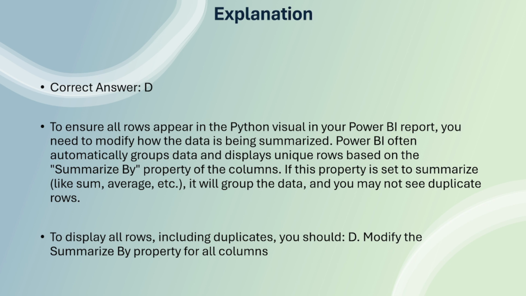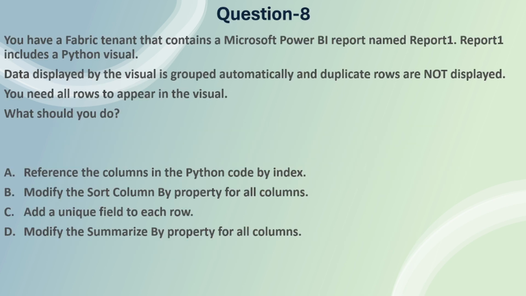If this property is set to summarize like sum, average, etc., then it will group the data and you may not see duplicate rows. To display all the rows including duplicates, you should modify the summarize by property for all the columns. So the correct answer is option D.